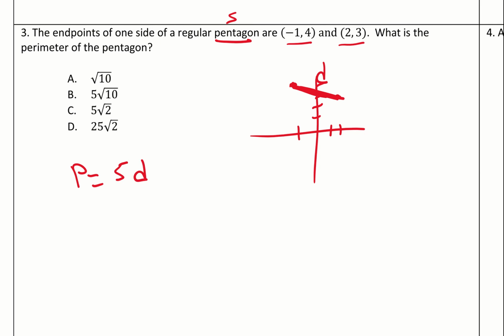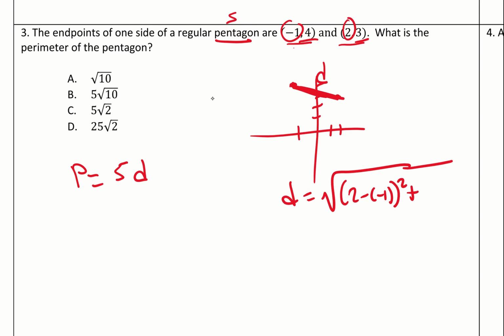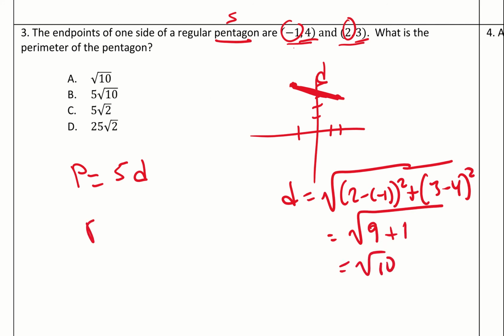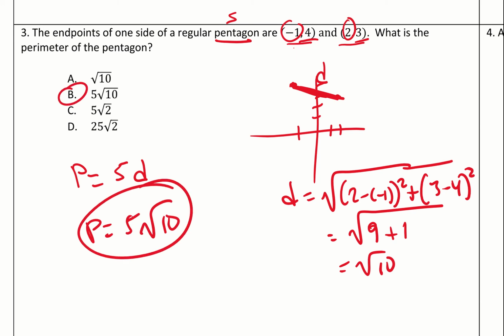So let's find the distance. We need to use the distance formula. So take the square root, subtract the x's, 2 minus -1, square it, plus, then subtract the y's, 3 minus 4 squared. So you get the square root, 2 plus 1 is 3, so you get 3 squared, which is 9, plus 1 squared, which is 1, so you get the square root of 10. So the perimeter is 5 times the square root of 10.